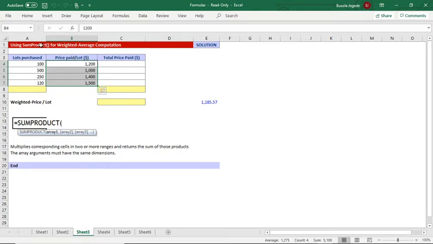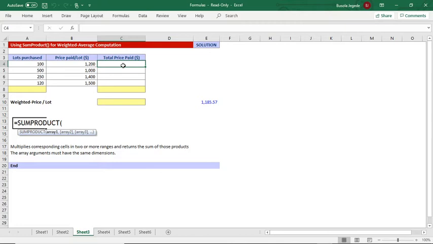Now, if you look at this first case here, you would see we want to use SUMPRODUCT for finding a weighted average computation. If you look at this case, you would observe you have lots purchased, that's the quantity of lots purchased. You have the price of each lot. Now, how do we find the weighted average?